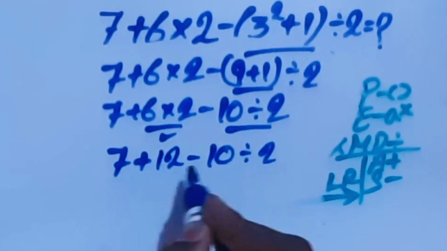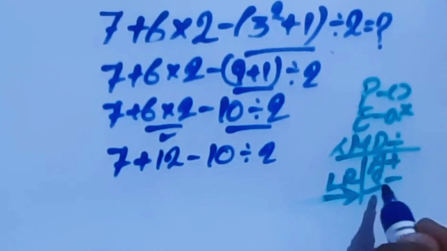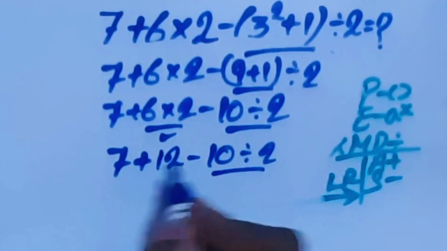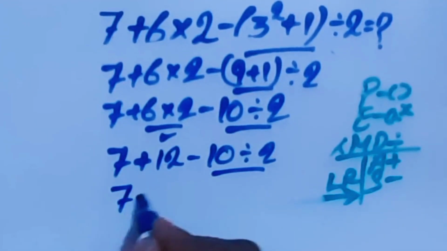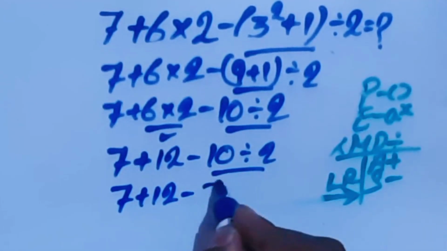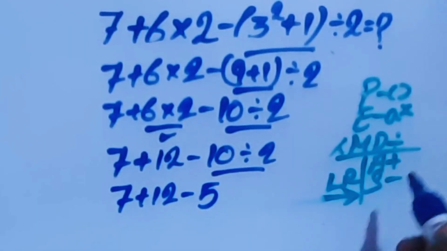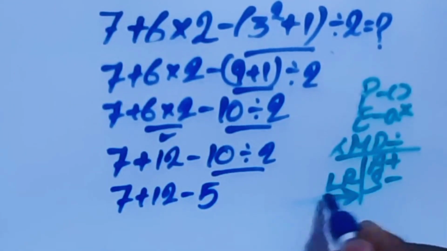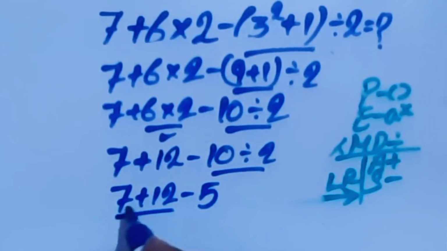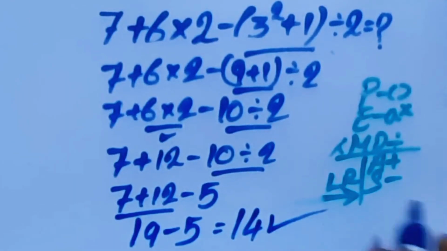Here we have addition, subtraction and division. Here division is higher priority than addition and subtraction, so we have to do this division before this addition and subtraction. So 7 plus 12 minus, here 10 divided by 2 is 5. Here we have addition and subtraction. Here addition and subtraction are equal priority. For this we have introduced this left to right. Here left to right is 7 plus 12. 7 plus 12 is 19, minus 5. Here 19 minus 5 is 14, which is the correct answer.